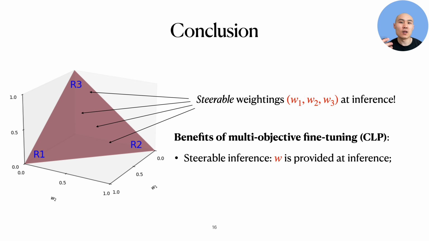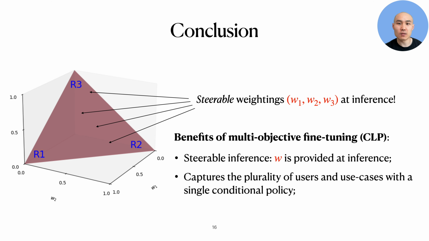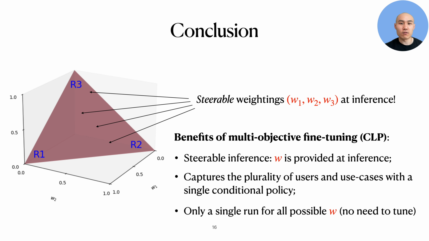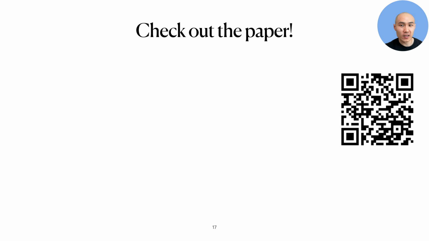To summarize, multi-objective fine-tuning with CLP has many benefits. First and foremost, CLP enables steerable inference, where the user can specify their reward at inference time to steer the model behavior. This in particular captures the plurality of users and use cases with one single conditional model. Finally, there's no need to sweep the weightings hyperparameter anymore, because one single CLP run will optimize all possible weightings simultaneously.